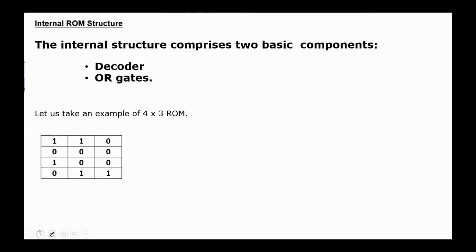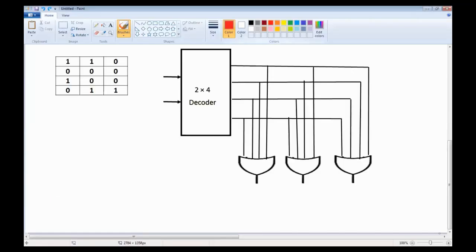In the internal structure of a ROM, we have two basic components, decoder and OR gates. For example, let us store the following table of size 4 by 3, for 4 locations, each location of size 3 bits for simplicity, in a ROM. Since we have 4 locations, then we need 2 bits to address each location, so the decoder size is 2 by 4. In each location we have 3 bits, so we need 3 OR gates. This is the output, and here we have the address.